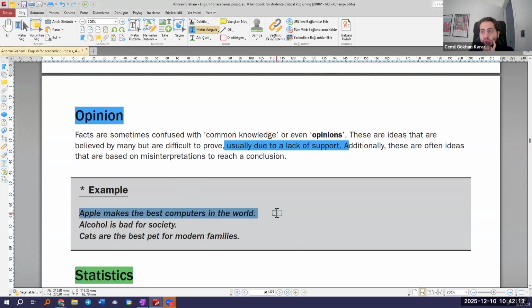So, Apple makes the best computers in the world. Alcohol is bad for society. Cats are the best pet for modern families. Even if you think that way, if you are doing some scientific work at a university while still a student, be it a presentation or a project, you should refrain from opinions or you should back your opinions with the literature.